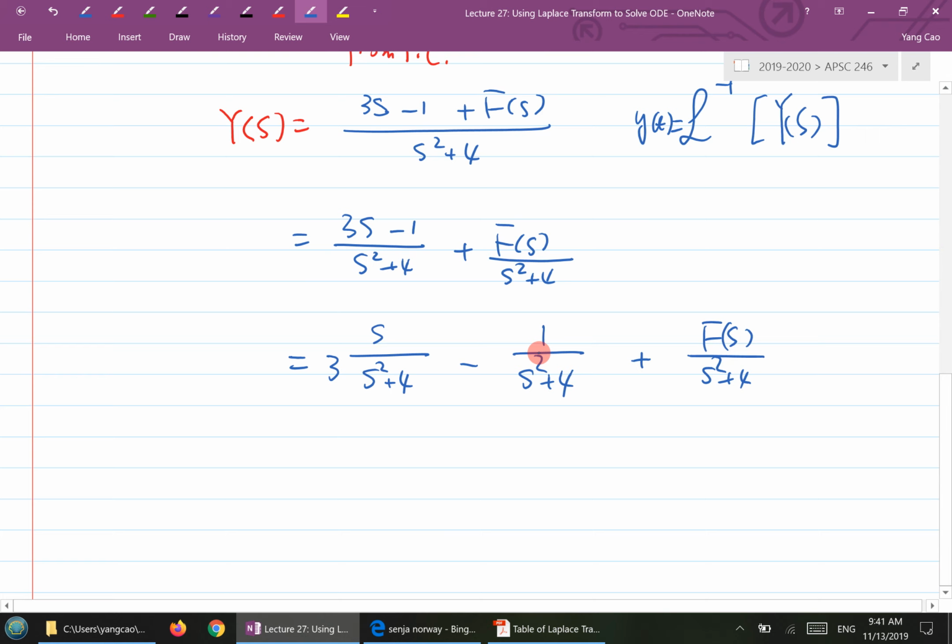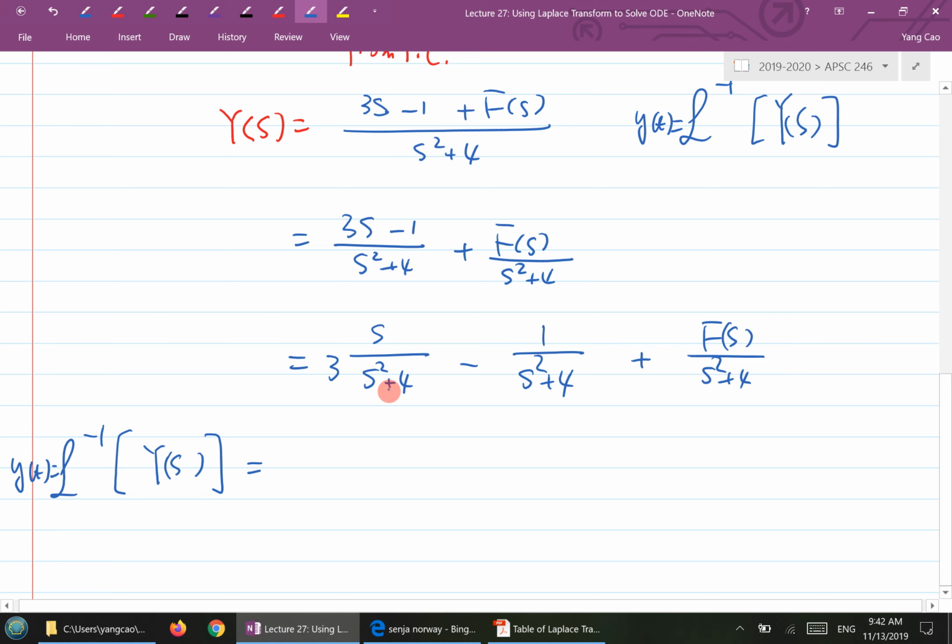Now this is as simple as you can make it. If you have the capital F of s, then you might have to make some changes to this term, so we'll leave this term as it is. But now I'm ready to take the inverse Laplace transform based on the results here.